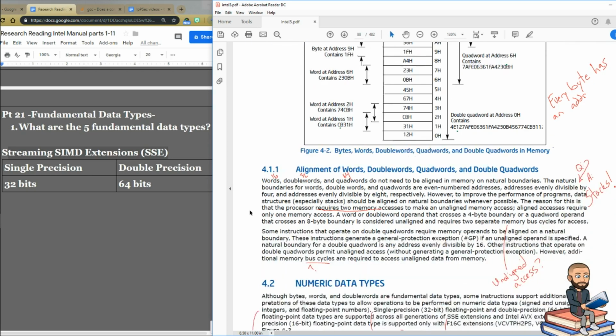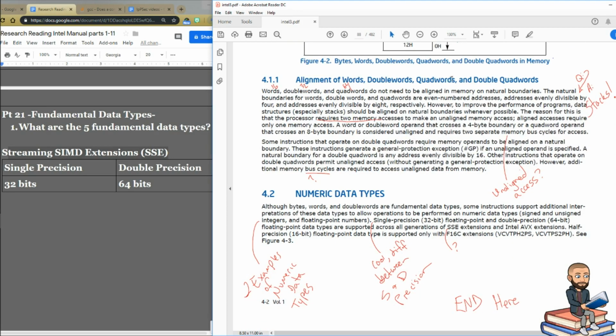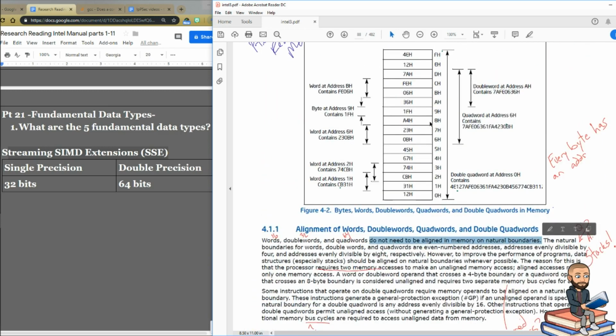Alright, so let's talk about the alignment of words, double words, and quad words. So we're talking a 16-bit data type, a 32-bit, 64, and what these do not need, they do not need to be aligned in memory on natural boundaries. That's a really good sentence right there because that's the confusion I had when I was looking at this.